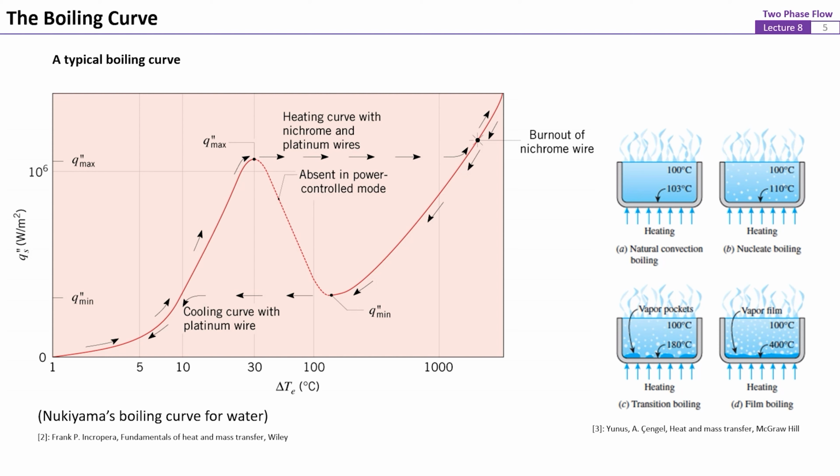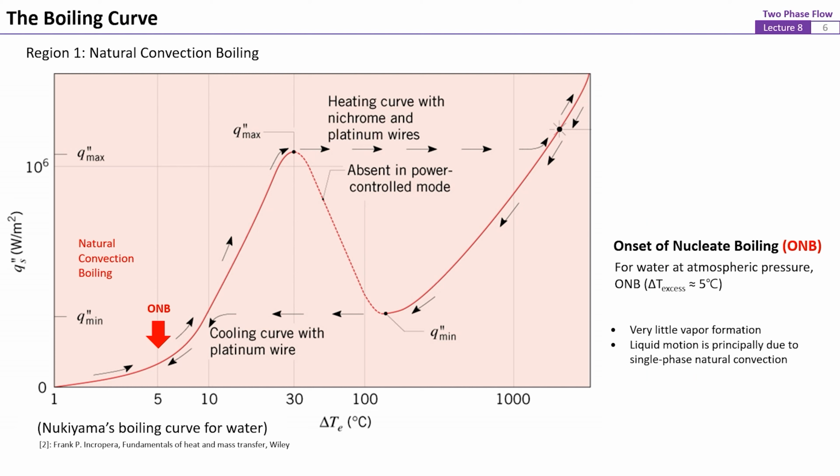From the boiling curve, there are 4 stages for the boiling process: natural convection with mostly single liquid phase, nucleate boiling, transition boiling, and film boiling. Hereafter, we will use the Nukiyama's boiling curve of water for illustration.